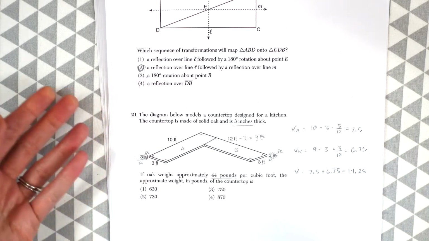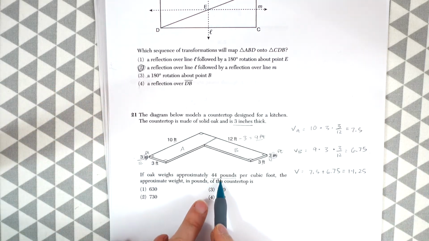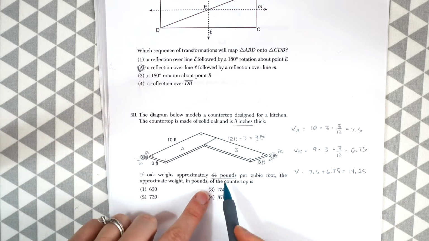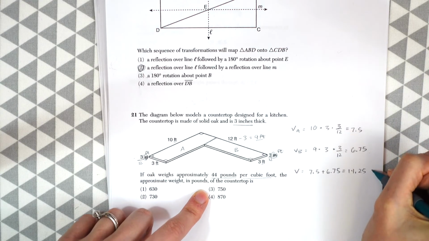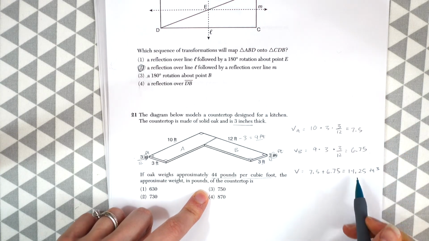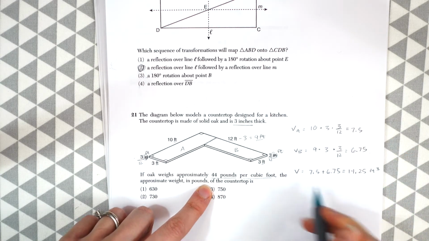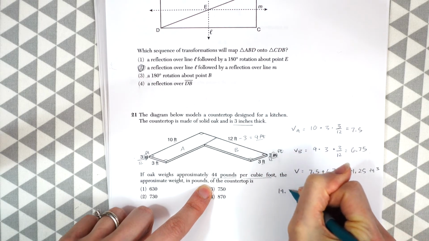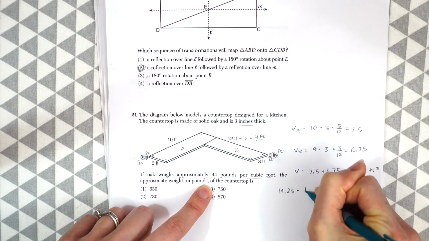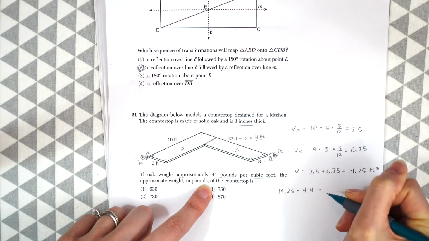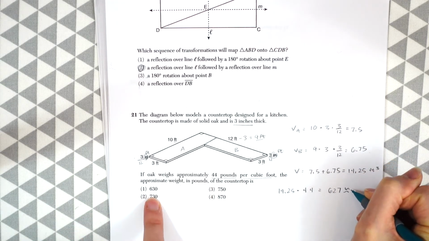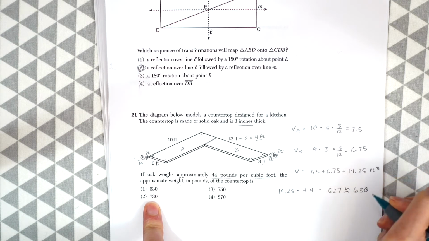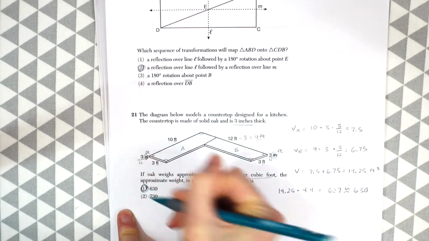So they're not just asking for the volume, they want to know specifically how heavy the countertop is. So they give us the pounds per cubic foot, so this is feet cubed, right? 14.25 feet cubed. So per cubic foot we have 14.25 just times the weight, so times 44, which will give us 627. Which we can say, if you look at our answer choices, is closest to 630. So that is pretty close. So choice 1 is our answer.